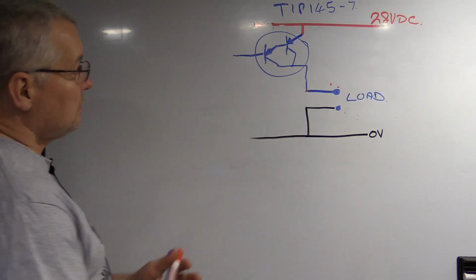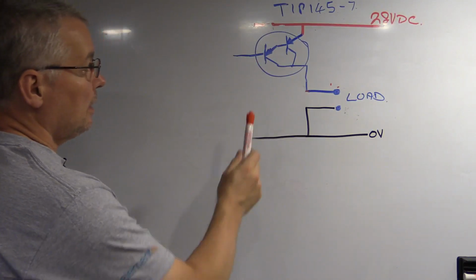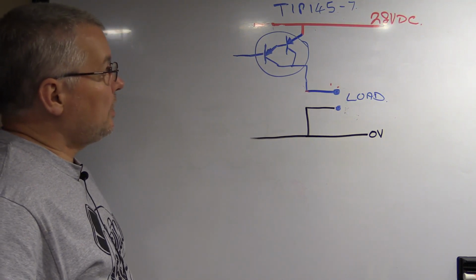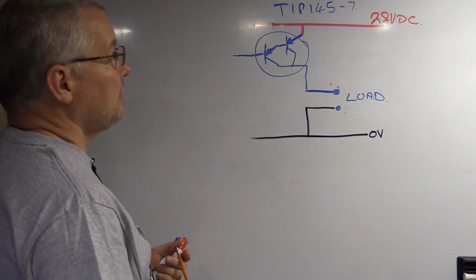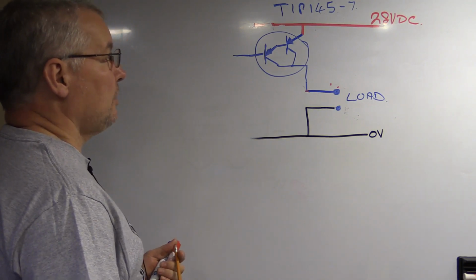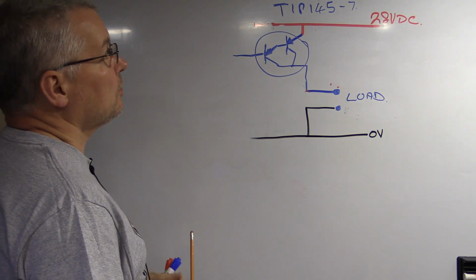Okay, in this drawing, what we've done is I've replaced the NPN transistor with a PNP Darlington transistor. In this case, I picked one that's fairly close to the previous one we had, we had a TIP120 before.